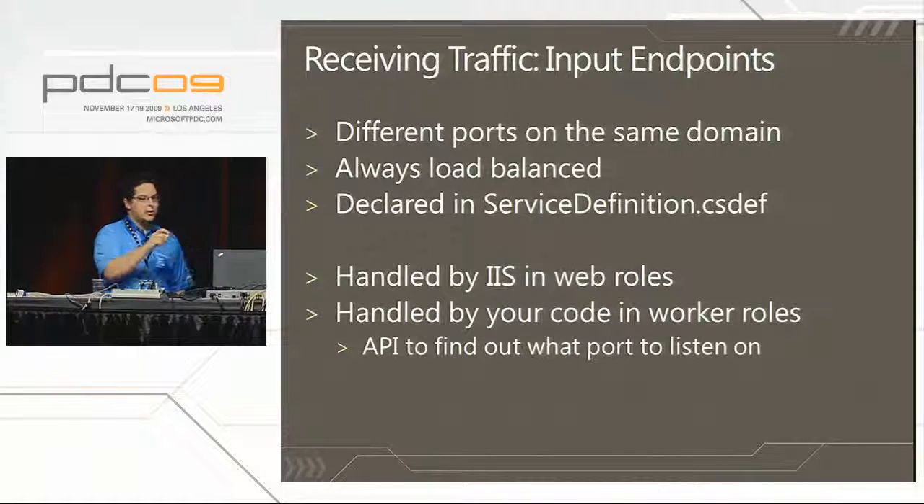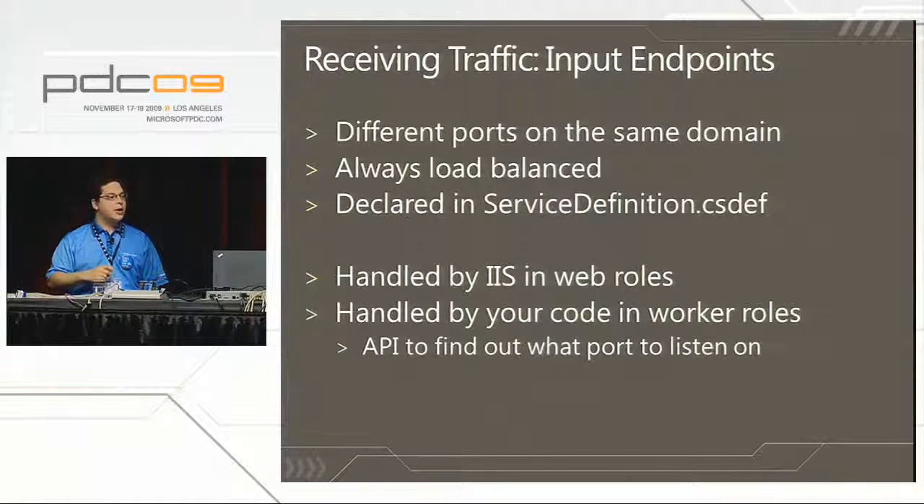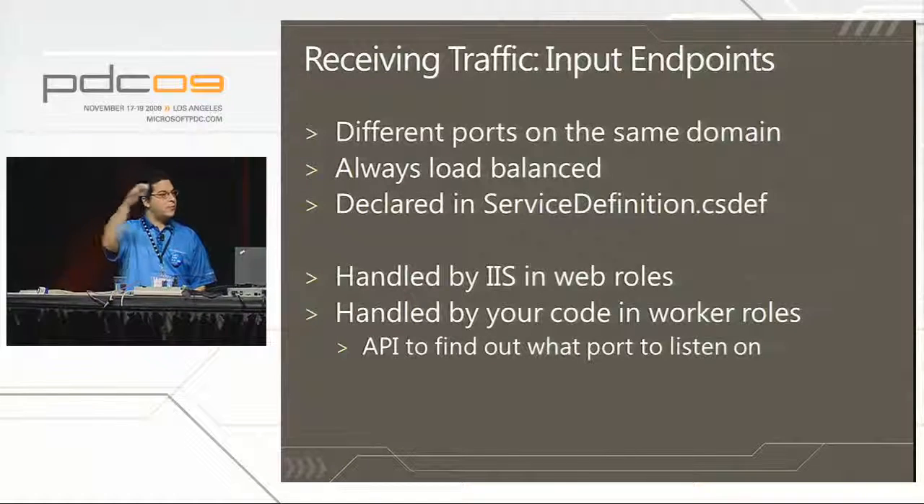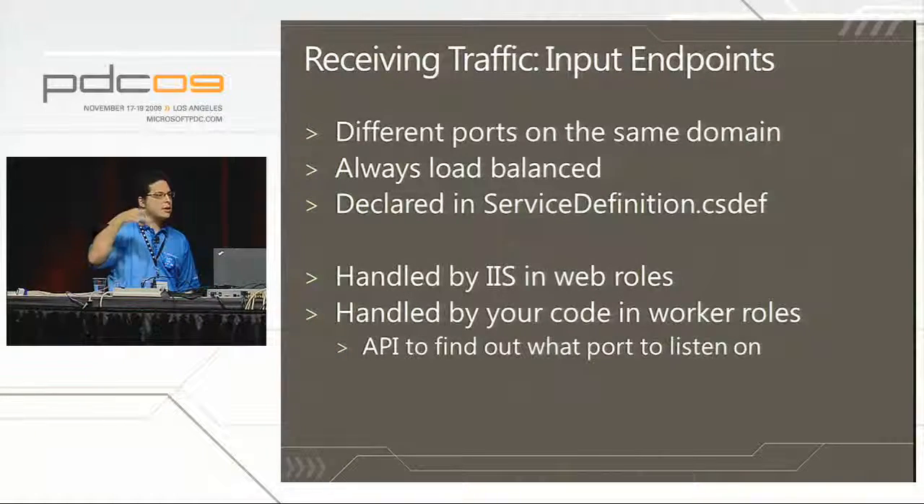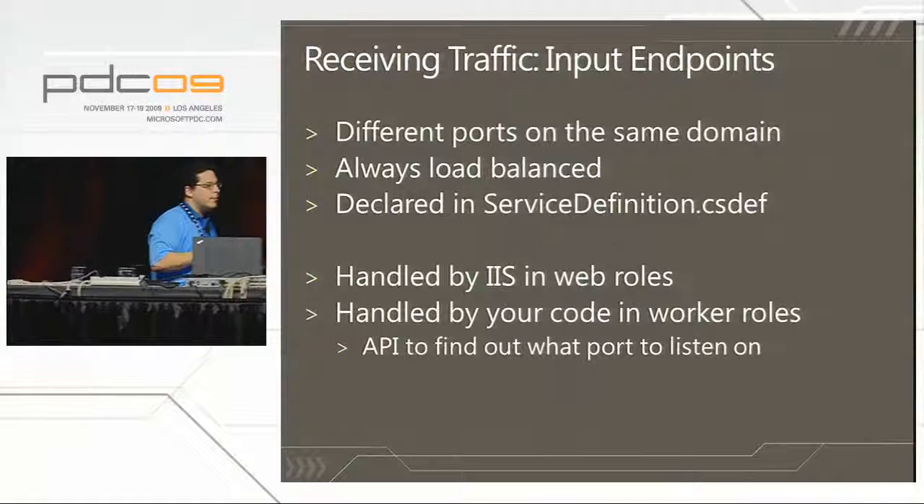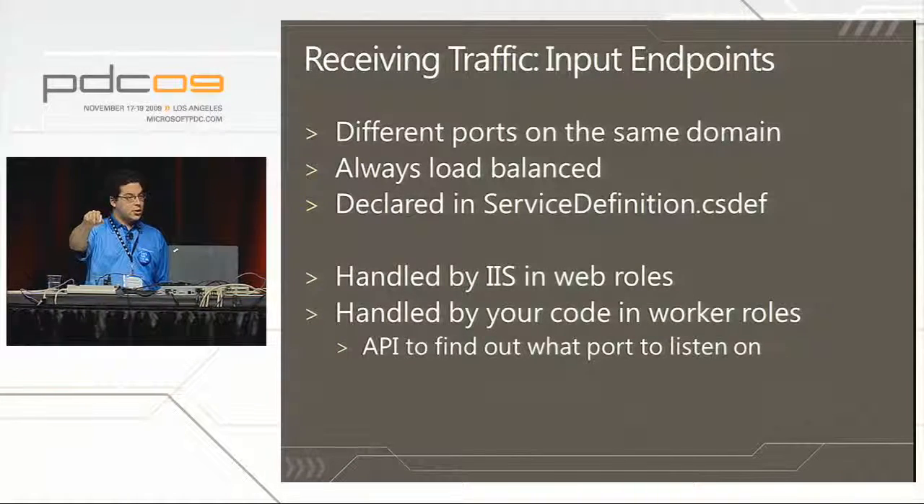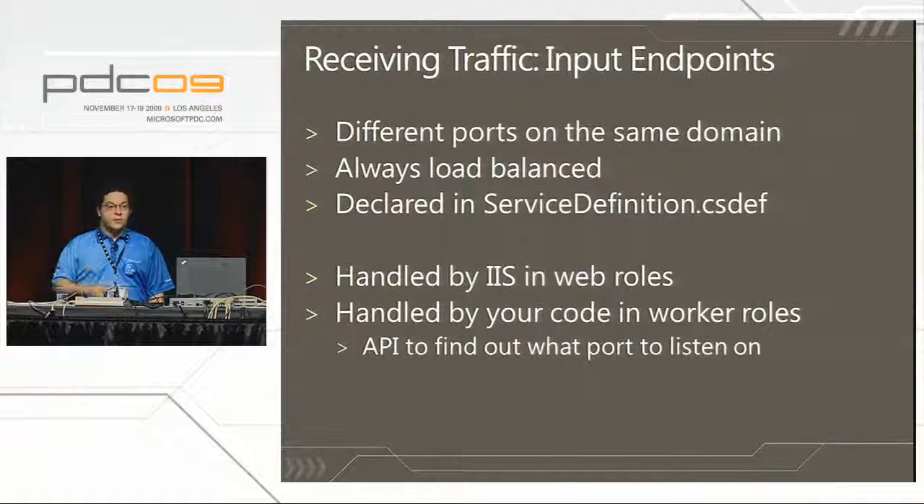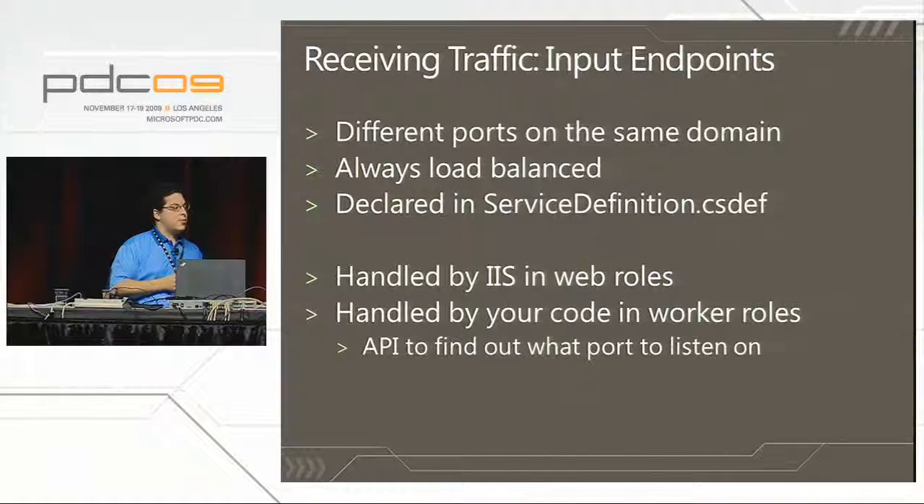So what you cannot do today is in a single application serve up 3 different domains. You could if they all CNAME map to your thing, but you can't get different IP addresses routing traffic into your service. They are always load balanced. There's no way to do a sort of direct tunnel into a specific instance. You declare these in your service definition file, like pretty much everything you do in terms of modeling.